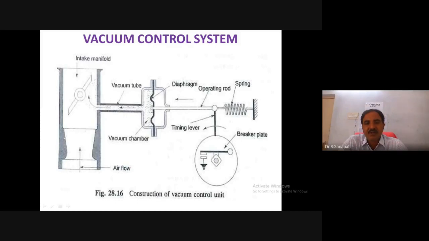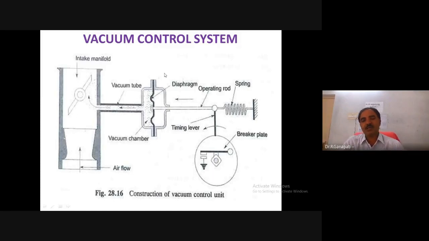It is connected at one end to the diaphragm, and the other end to the timing lever of the distributor, and there is the return spring. It is fixed at the other end, and the timing lever is connected to the operating rod and the distributor. So this is the distributor, and this is the breaker plate, and this is the cam, the contact points.